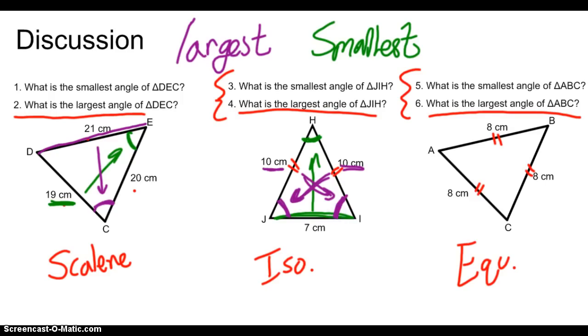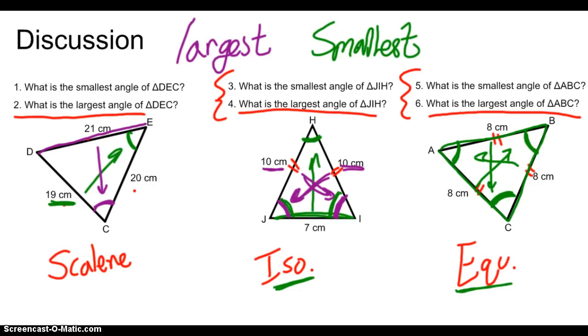In an equilateral triangle, well, every side is the smallest side because they're all congruent. And as a result, every angle will be the smallest angle. Okay? They're all congruent. So in an isosceles triangle, we have two congruent angles, and in an equilateral triangle, we have all three congruent angles.